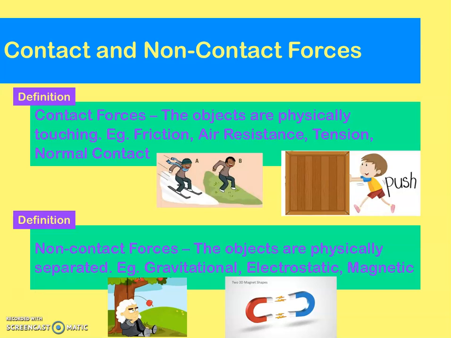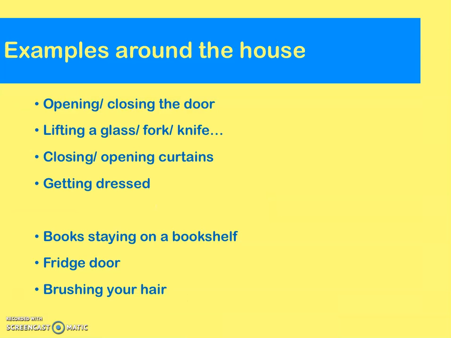If we look at non-contact forces, this is when the objects are physically separated. So for example, gravity. We cannot see gravity, yet things fall downwards towards the core of the earth. Another example is our magnets. We know that if we hold two magnets close together, if we put the North Pole and the North Pole facing each other, they will repel and push each other away, even though we cannot see the physical force.